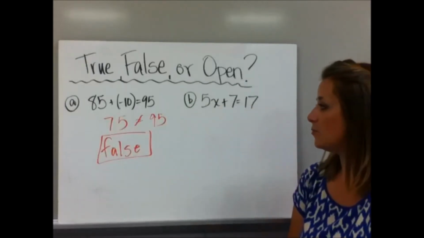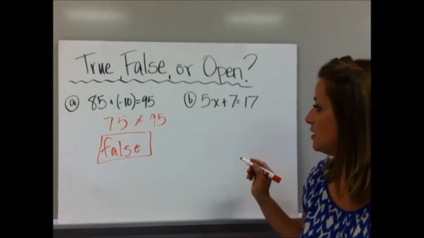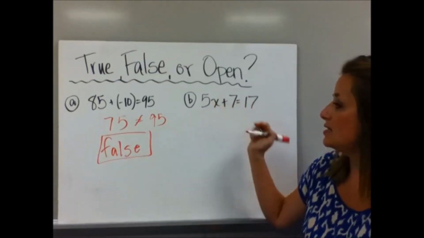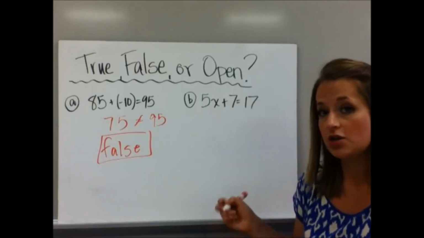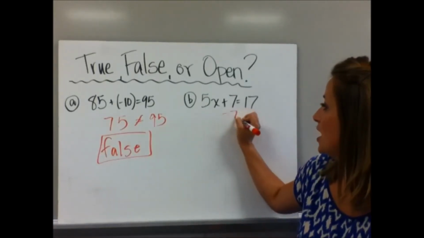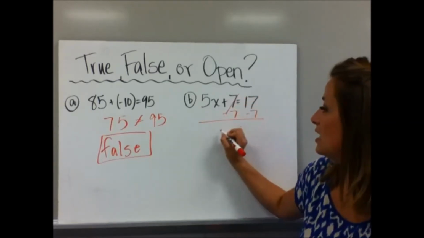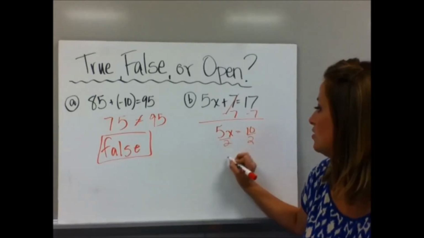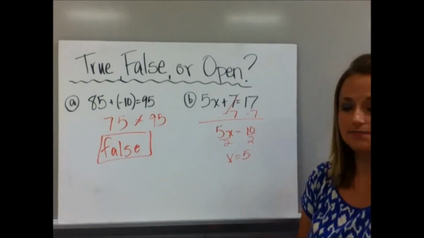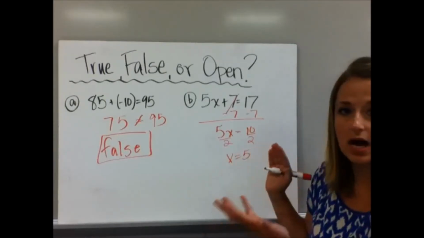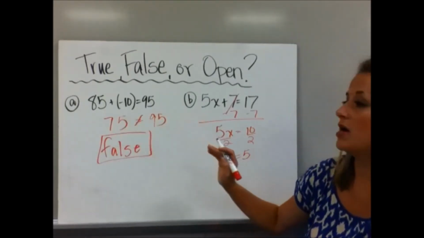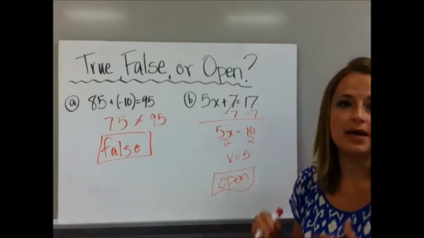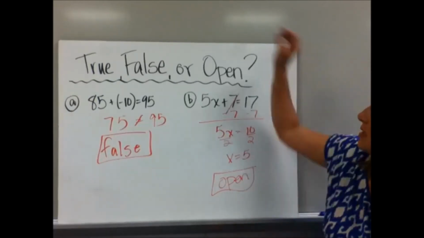On the second one, on B, 5x plus 7 equals 17. I can tell since there is one variable, that variable is already on that one side, that it's going to be open. And just from what you can remember from last year of solving equations, if I subtract 7 from both sides, that cancels. 5x equals 10, and then divide both sides by 5, x equals 2. Since it has that variable, since it does not equal a number equal to another number, it is open. It's considered an open equation. And think about it being like open for discussion. It's open to be solved.